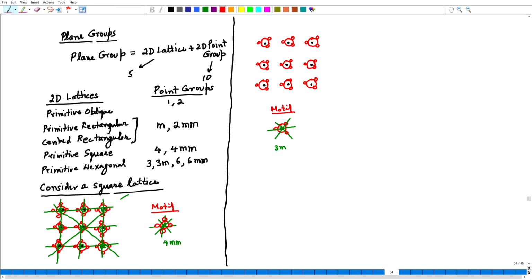In fact, if you look at it carefully, you will find that there is no rotational symmetry at all, or you can say it has one-fold rotational symmetry. So, is any other symmetry present? Yes, there is. There is a set of mirror planes that are present, and these are these horizontal mirrors, and of course, there will also be mirrors here.